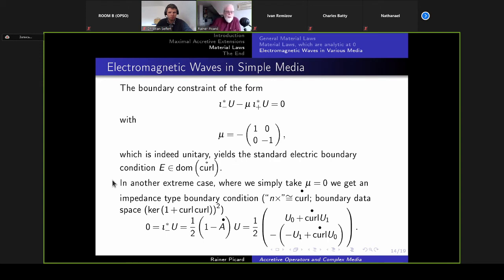And here, as another extreme case, if we simply take mu equals 0, we get an impedance type boundary condition. Just calculate this out, and this is the type of boundary condition we get. This one is actually dependent on this. So just this one boundary condition, which looks impedance type if you notice the correspondence between curl dot and N cross.